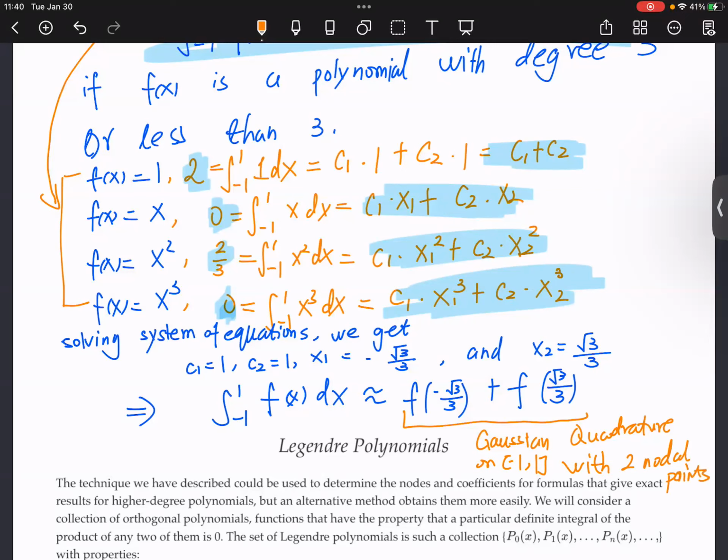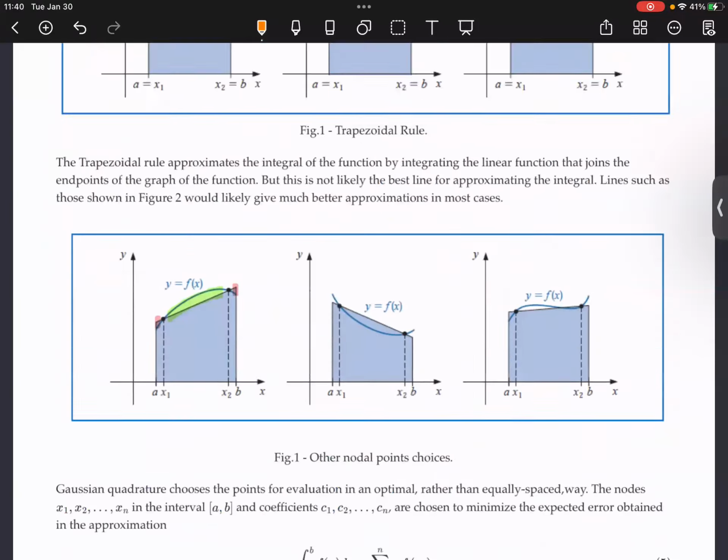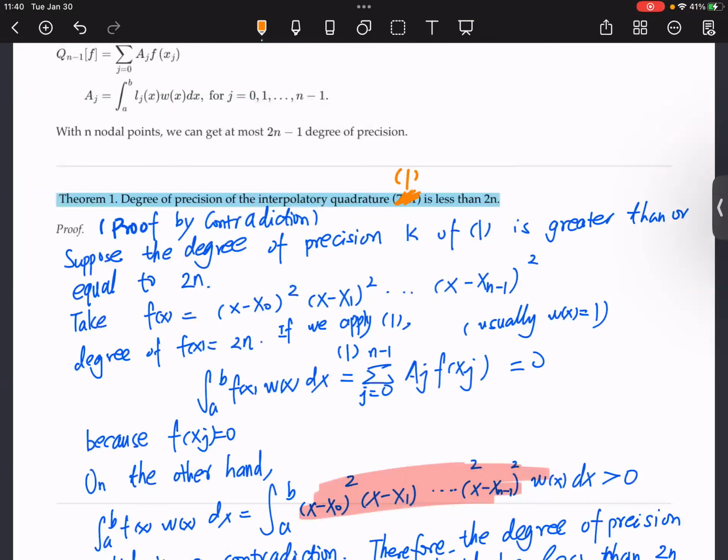Does it make sense? So we just do the plotting here for the C1, C2, X1, X2, because we expect the highest degree of precision. We just investigated this theorem, and this theorem tells us that the interpolatory quadrature rule has at most 2n minus 1 degree of precision if we have n nodal points. And for the Gaussian quadratures, we want the highest degree of precision.